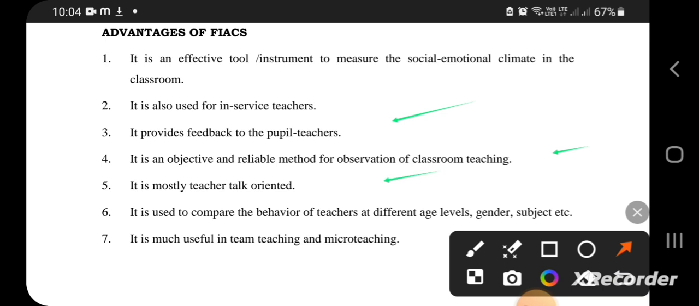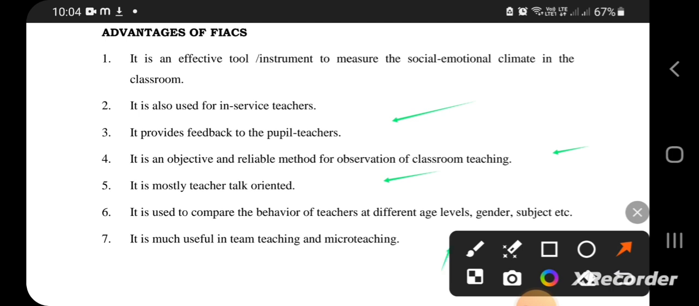Number 5, it is mostly teacher talk oriented. It focuses on teacher talk, which can be crucial for analyzing and improving communication and instructional methods. Number 6, it is used to compare the behavior of teachers at different age levels, gender, subject, etc. It allows for comparisons of teacher behavior across different age groups, genders and subjects, providing insight into diverse teaching practices.